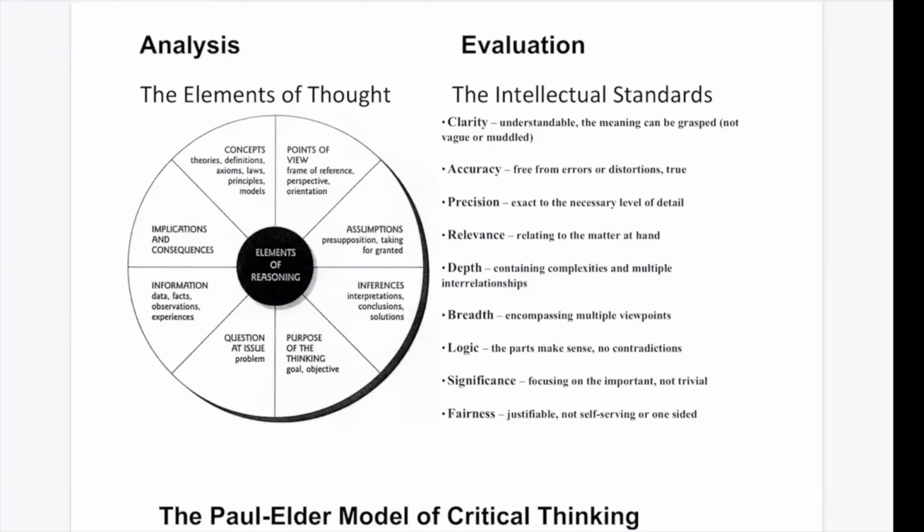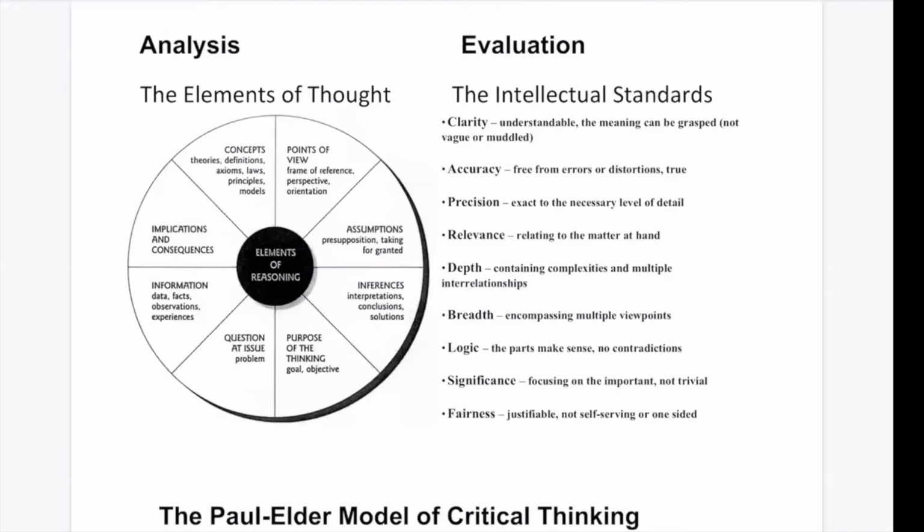Okay, so the Paul Elder model of critical thinking is a way for us to really be very precise about what critical thinking is and how it works. It is a two-part model that tries to explain what critical thinking is. The two parts are on the left and on the right. The part on the left is analysis, and the part on the right is evaluation. These two things together make for critical thinking.